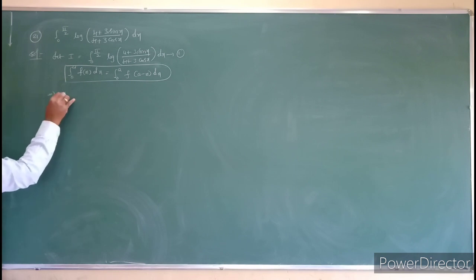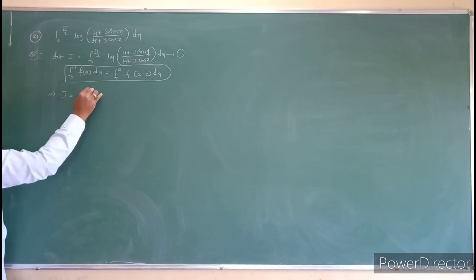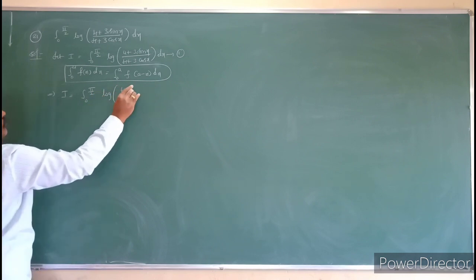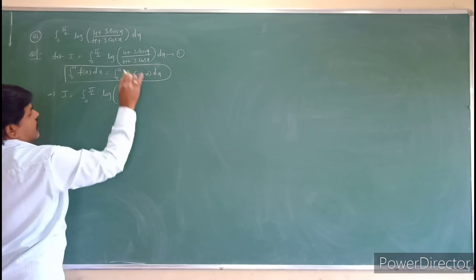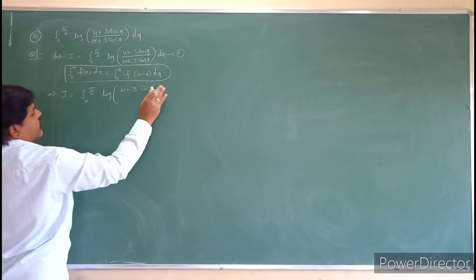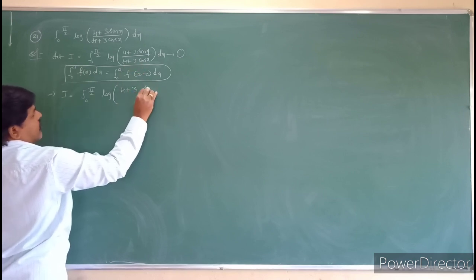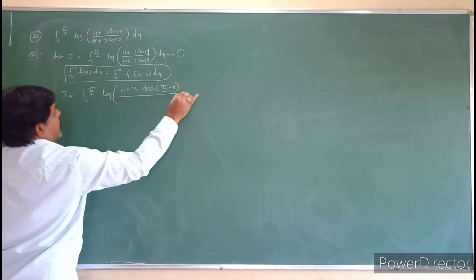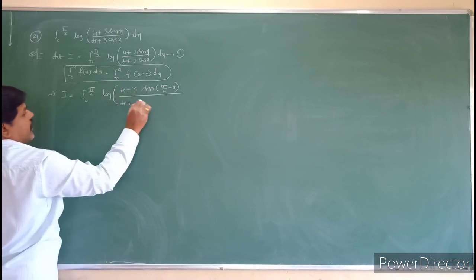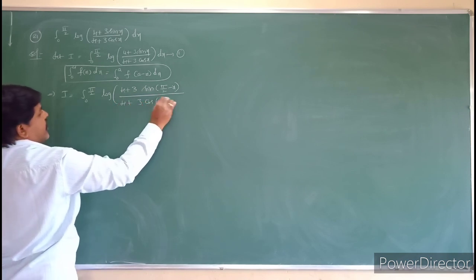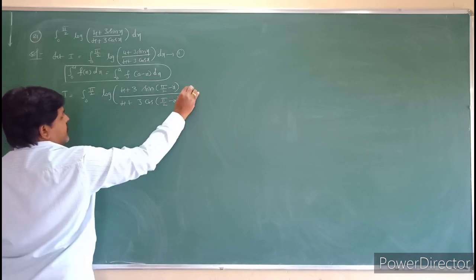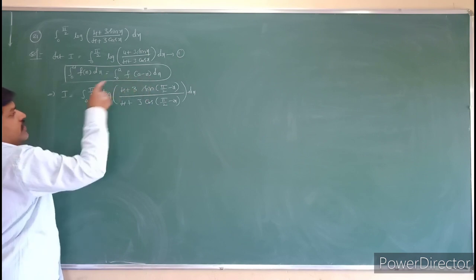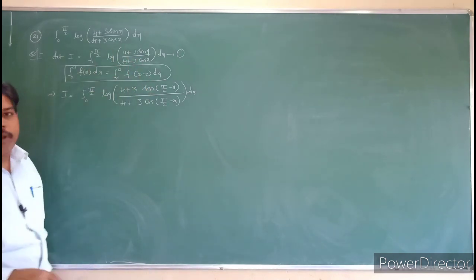So that implies I is equal to integral 0 to pi by 2 log of 4 plus 3 into, in the place of sin you can take cos, that is, in the place of x you can write pi by 2 minus x, by 4 plus 3 into cos of pi by 2 minus x into dx. So a minus x, the value of a is pi by 2. So in the place of x, you can write pi by 2 minus x.